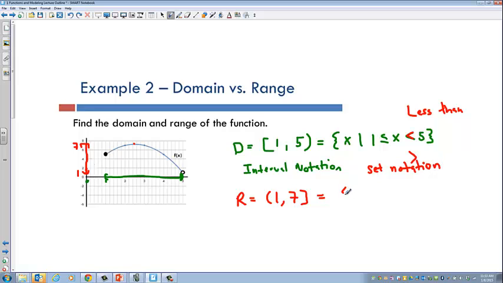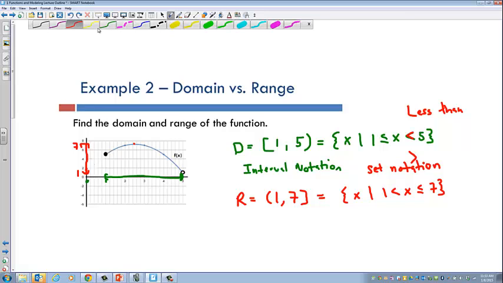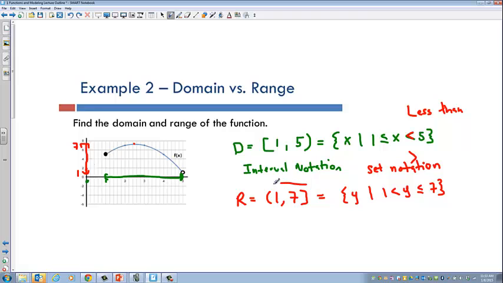This would be the set of all x such that 1 is less than x and is less than or equal to 7. And I made a little mistake here. Since this is output stuff, instead of x, we should write what? Instead of x, we should write y. And so let's correct that. So this is all y, because it's output stuff, y, such that 1 is less than y is less than or equal to 7. Right, so there's my range, and there's my domain.